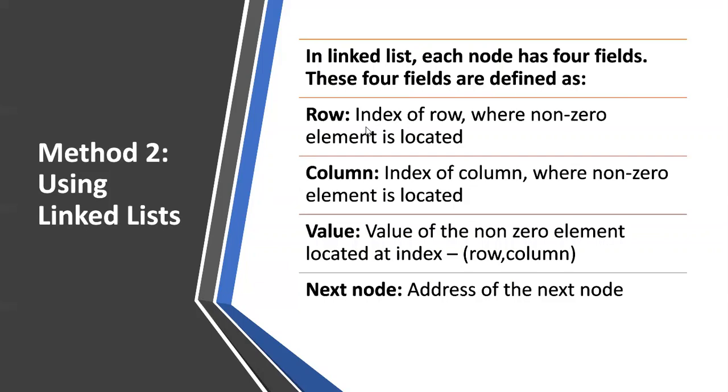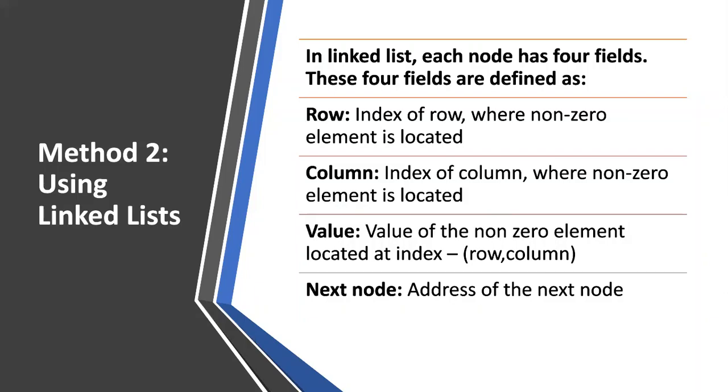From the matrix, we will be collecting the row index of the non-zero element and also the column index where the non-zero element is located, that is the column, and the value of the non-zero element located at that index, that is row, column. Then after that comes the next node, that is the address of the next node.